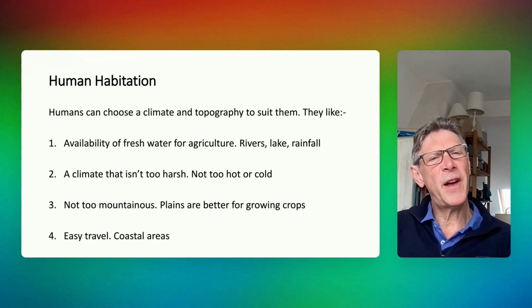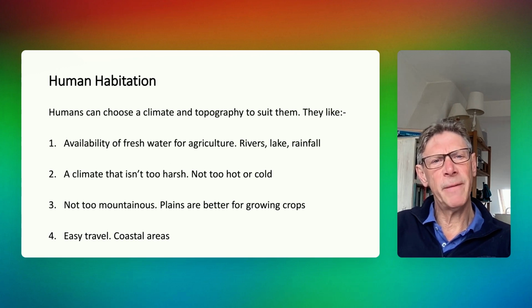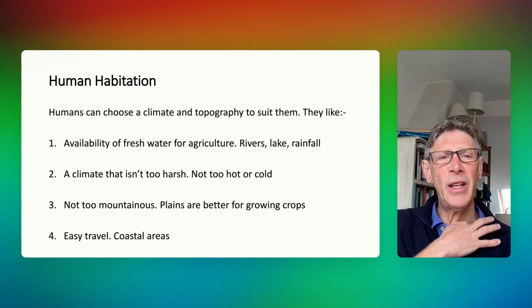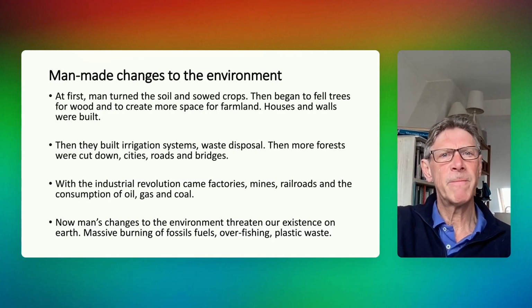We also prefer an environment that's not too mountainous. We can live in mountains, but if we want to grow crops and have farms, on the plains is a better place for us to live. We also like to be able to travel easily. So you find a lot of people living in coastal areas or in areas where it's easy to travel.